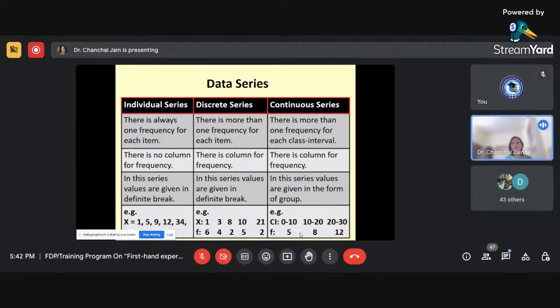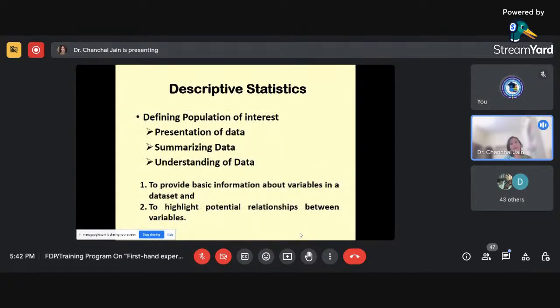So here these are the 3 forms available in statistics. Moving further, talking about descriptive statistics, which I'm going to discuss first, using descriptive statistics we define the population of interest in terms of presentation of the data, summarizing of the data, and understanding of the data. We can apply various methods of descriptive statistics to get an understanding of these 3 things, right? Descriptive statistics helps us provide basic information about the variables in a data set, and it also highlights the potential relationships between the variables.